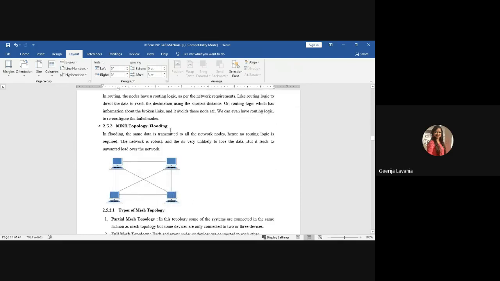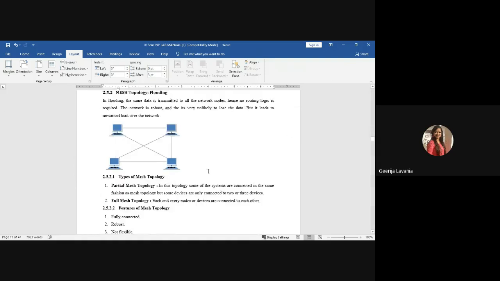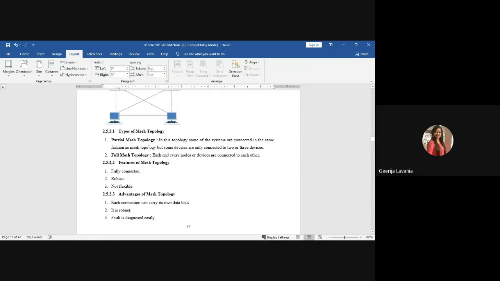Now come to mesh topology flooding. In flooding, the same data is transmitted to all the network. Hence, no routing logic is required. The network is robust, and it is very unlikely to lose the data, but it leads to unwanted load over the network. There are different types of mesh topology. The first one is the partial mesh and the second one is the full mesh.